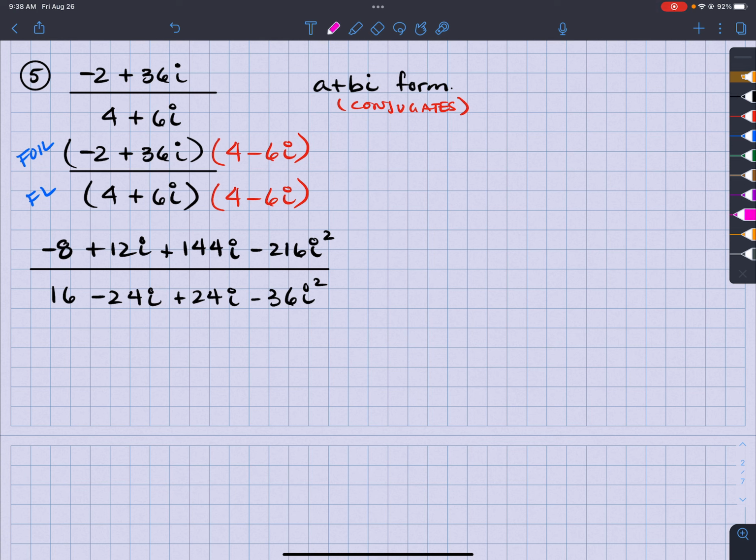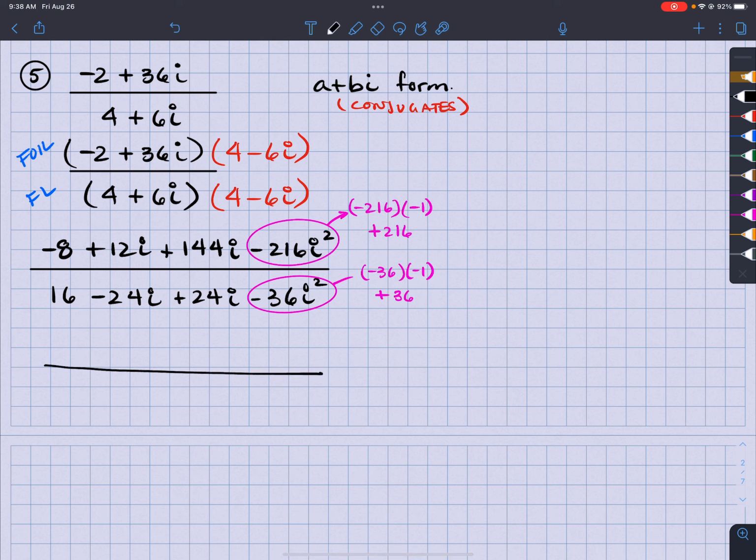Now, if we were to look at this piece right here, what does that actually say? That actually says it's going to be negative 216 times a negative 1 because i squared is equal to negative 1. So this is actually going to be a positive 216. Same thing here. I'm going to have a negative 36 times a negative 1 because i squared is equal to negative 1. So this is actually going to be plus 36. Okay, so let's go ahead and rewrite the top, but let's group those like terms for me. So I'm going to have a negative 8 plus the 216 and plus the 12i plus the 144i.